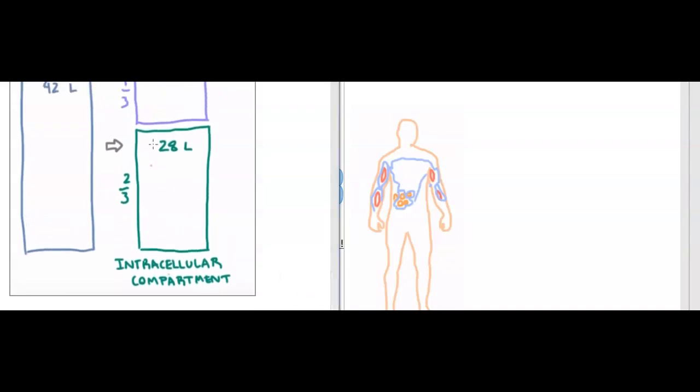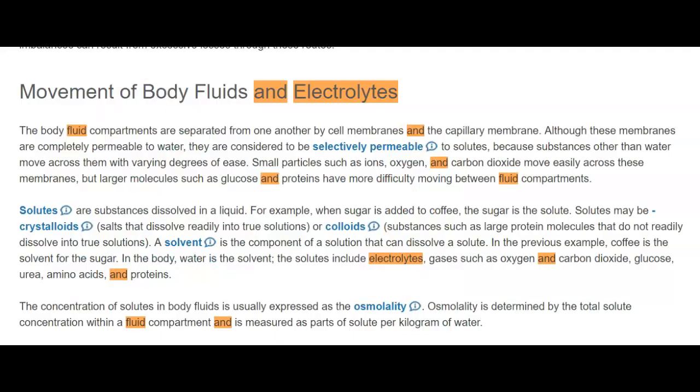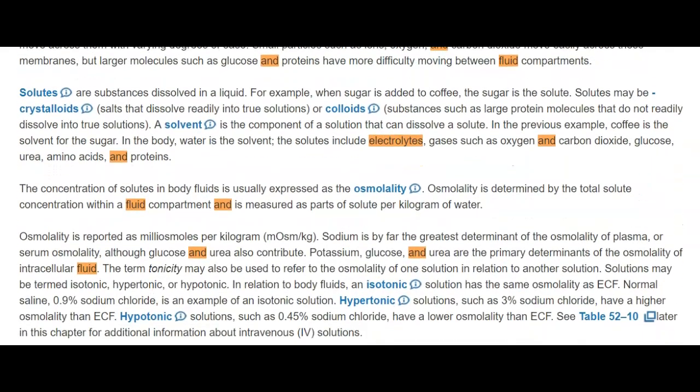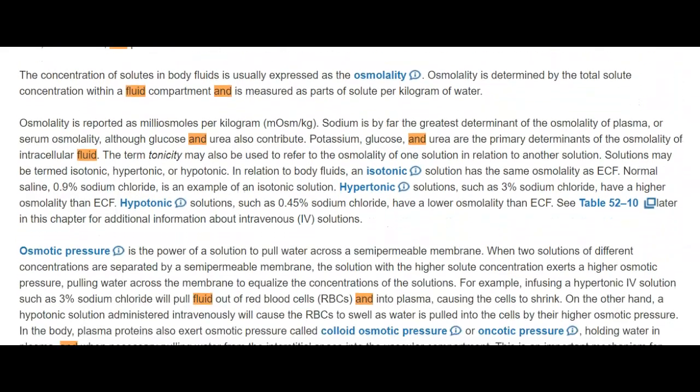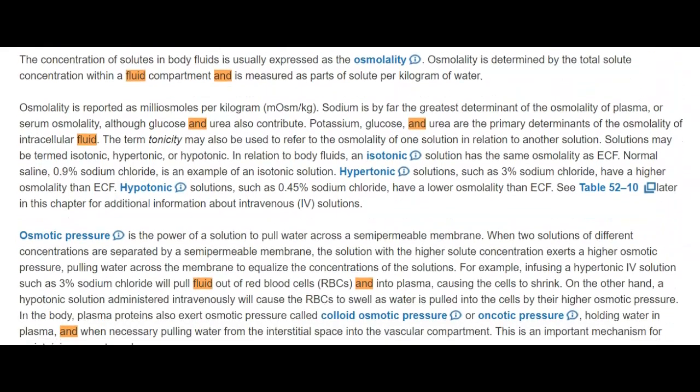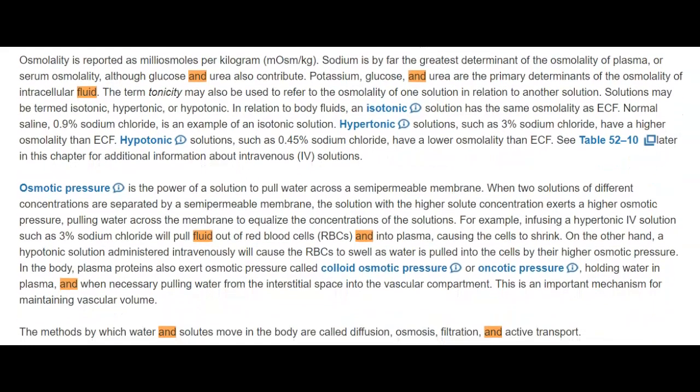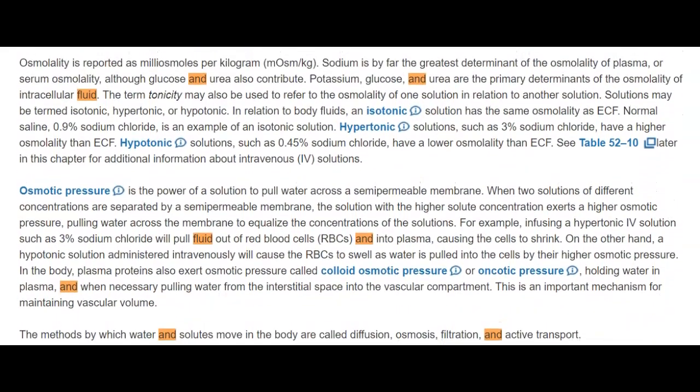So now let's talk about some of the electrolytes. In your chapter readings, there is a section on movement of body fluids and electrolytes. I thought this section would be very important for you. It's page 1310, movement of body fluids. I want you to read this information, so when you're getting electrolytes and IV fluids, you understand what you're getting. Especially osmolality and osmotic pressure are right here so you can understand the fluids that you're getting.